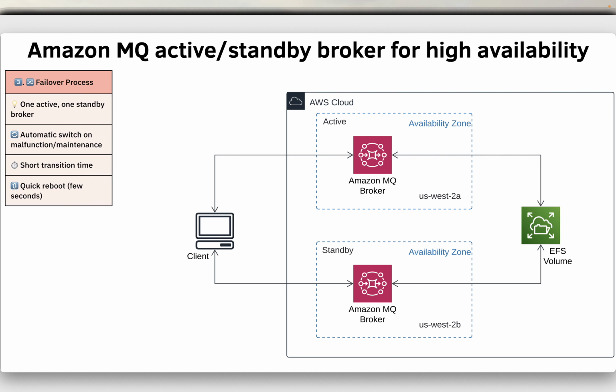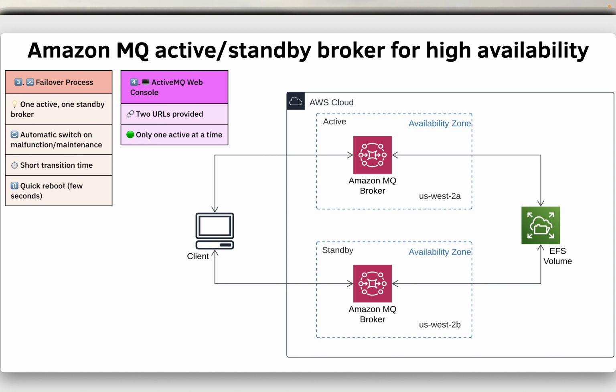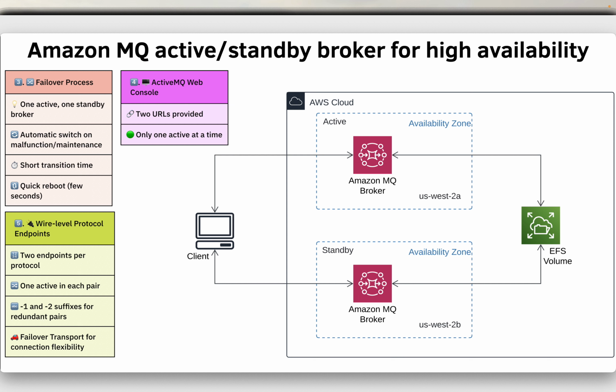Failover process. In the failover process, typically only one broker instance is active while the other is on standby. If malfunction or maintenance occurs, Amazon MQ quickly switches to the healthy standby instance. Rebooting a broker results in a failover that takes only a few seconds. For the ActiveMQ web console, Amazon MQ provides two URLs, but only one is active at a time. Amazon MQ offers two endpoints for each wire-level protocol, with only one active in each pair. The -1 and -2 suffixes indicate redundant pairs. Applications can connect to either endpoint using the failover transport for flexibility.